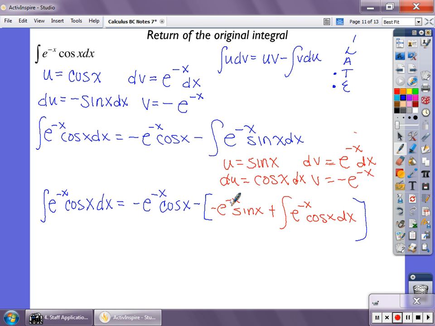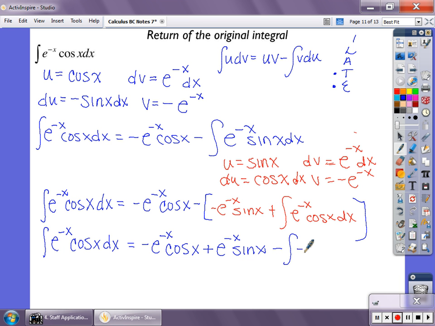What we're going to do is we'll go ahead and distribute our negatives here. The integral of e to the negative x cosine of x dx is negative e to the negative x cosine of x, negative negative positive e to the negative x sine of x, and then negative positive is a negative, the integral of e to the negative x cosine of x dx.